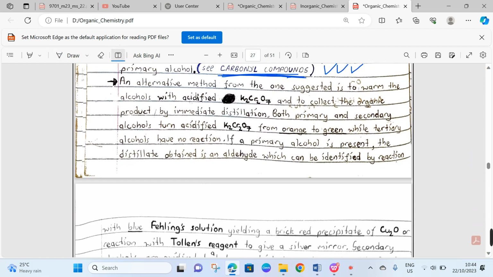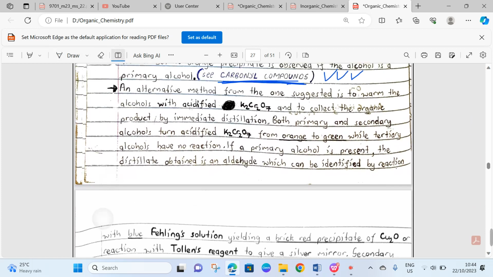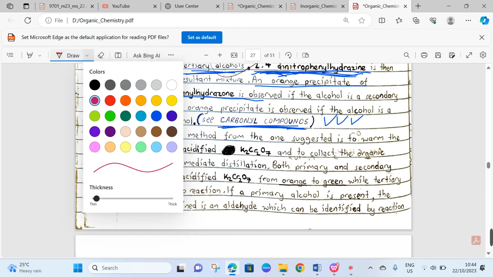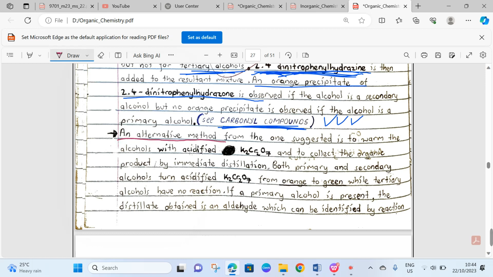And how to test for carbonyl compounds. Let me read out to you the alternative method. They were saying that an alternative method from the one suggested is to warm the alcohols with acidified potassium dichromate 6 and to collect the organic products by immediate distillation. Both primary and secondary alcohols turn acidified potassium dichromate 6 from orange to green, while tertiary alcohols have no reaction.